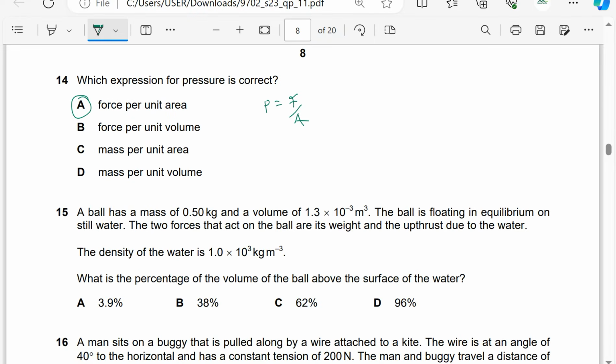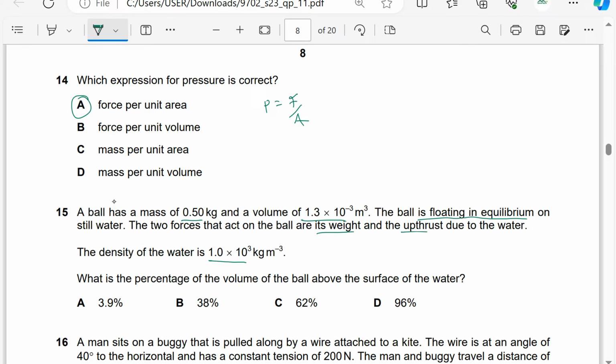A ball has a mass of 0.5 kilograms and volume 1.3 times 10 power minus 3. The ball is floating in equilibrium on still water. The two forces that act on the ball are its weight and the upthrust due to the water. The density of the water is 1.0 times 10 power 3. What is the percentage of the volume of the ball above the surface of the water?